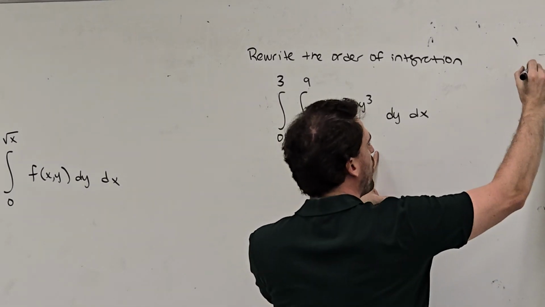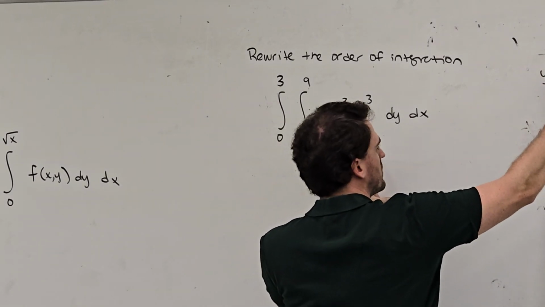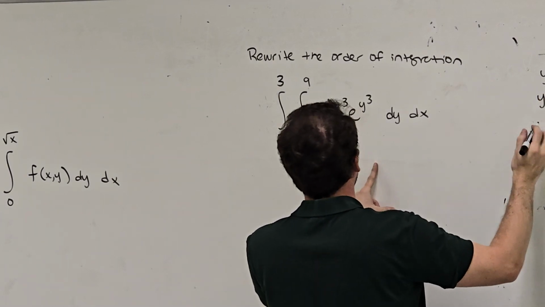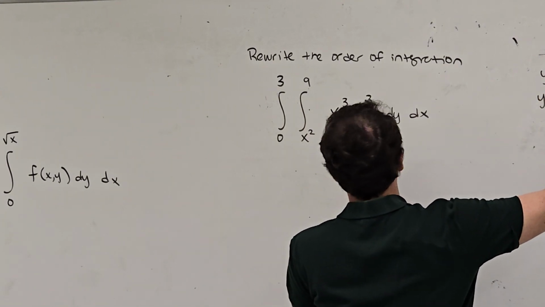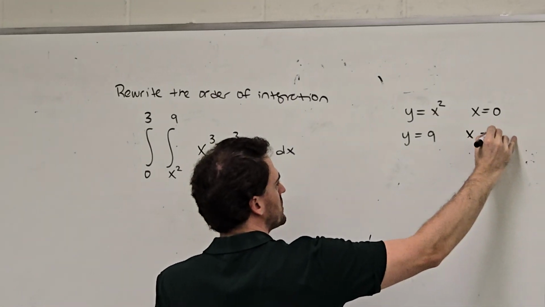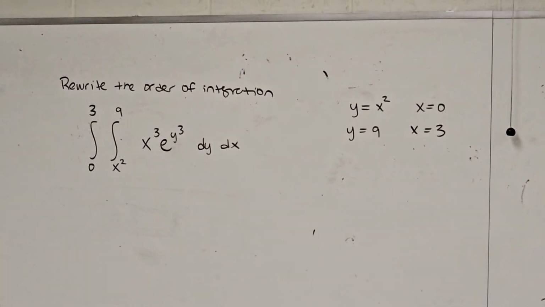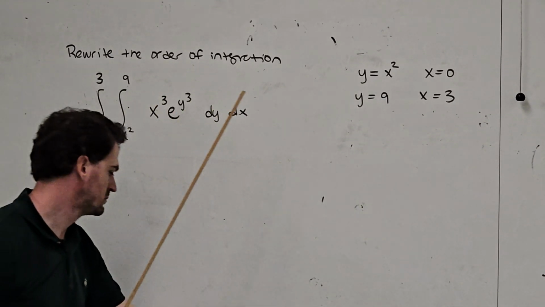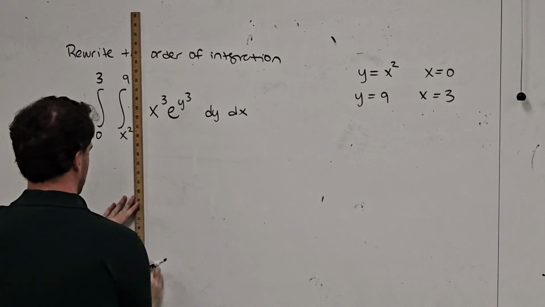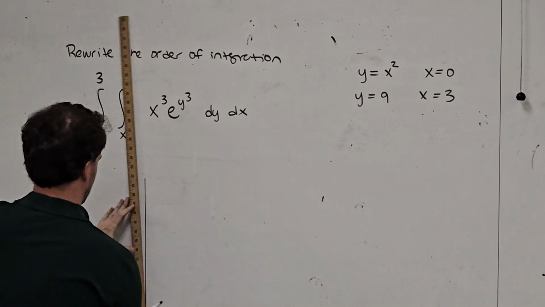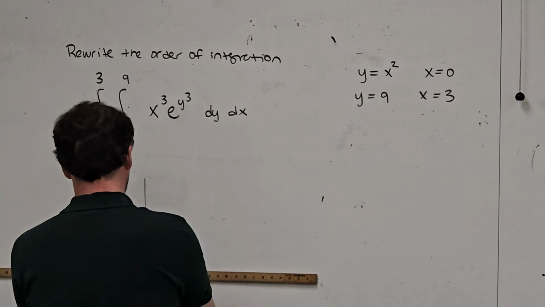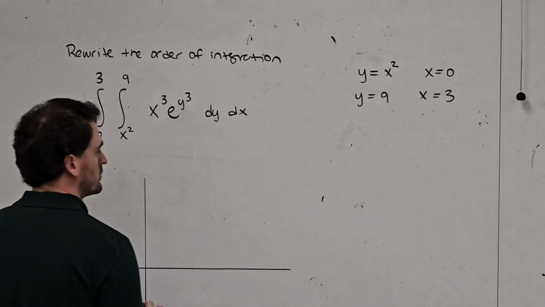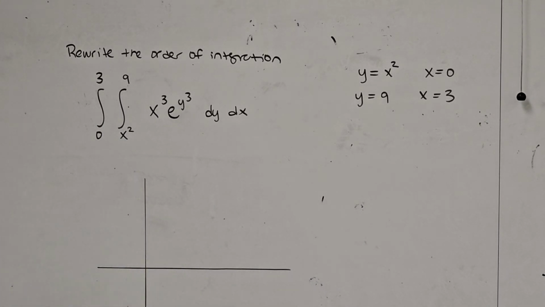So this is saying y equals x squared, y equals 9, x equals 0, x equals 3. Sketch.